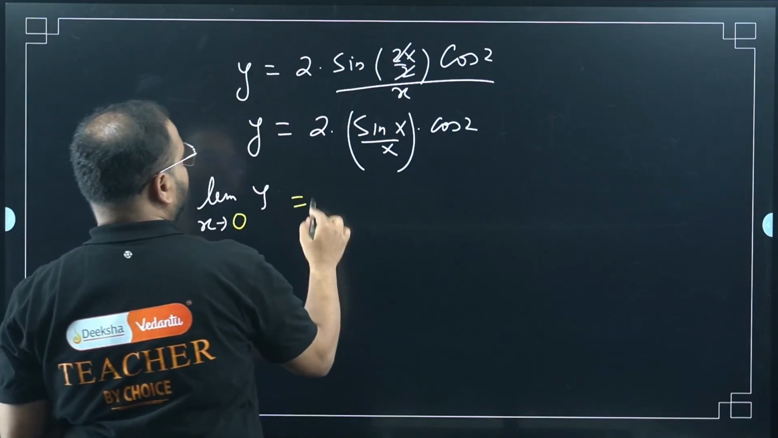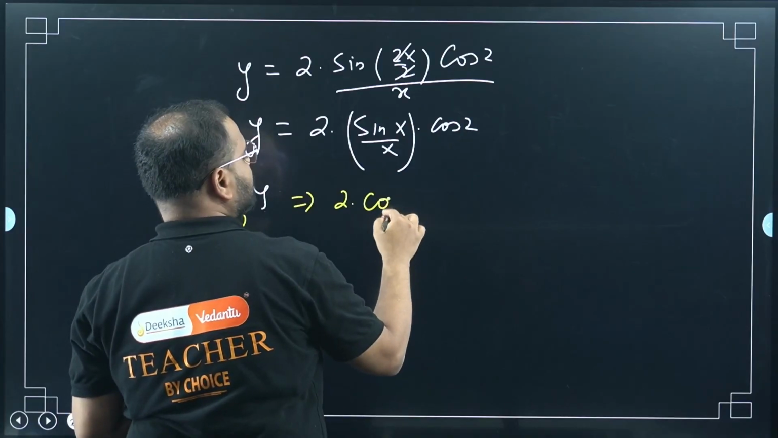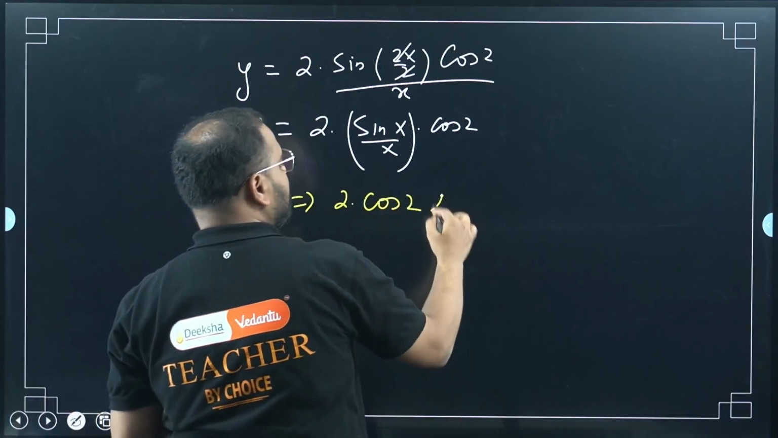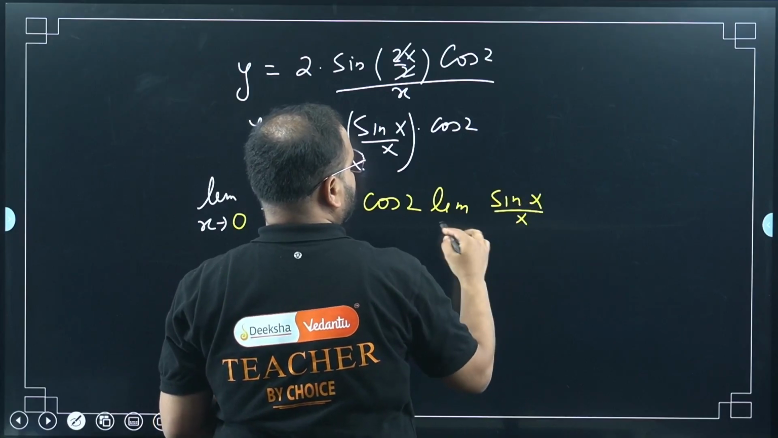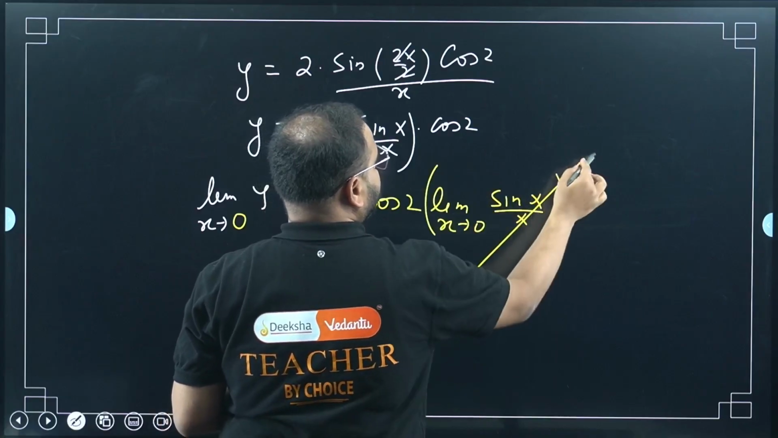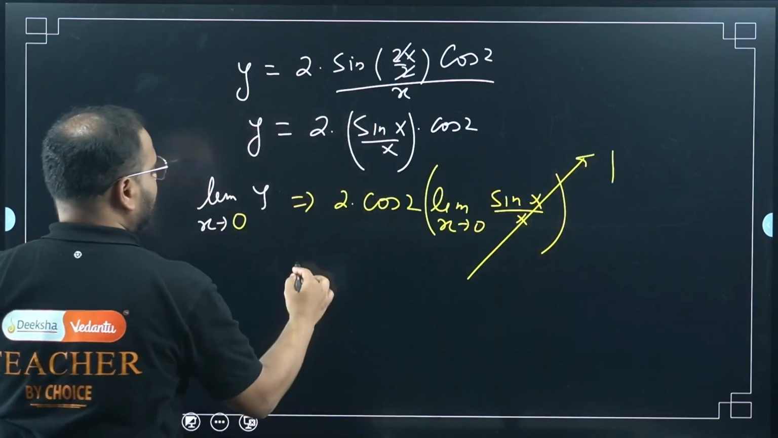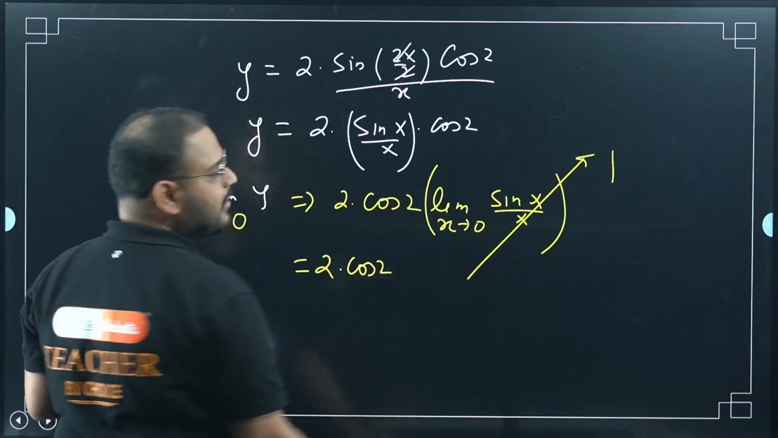Okay, so if you do that, you'll get 2, cos 2 is a constant, so keep cos 2 outside, and this will become limit sine x upon x, where x tends to 0. We know this is nothing but 1. So my answer will be 2 cos 2 times 1.